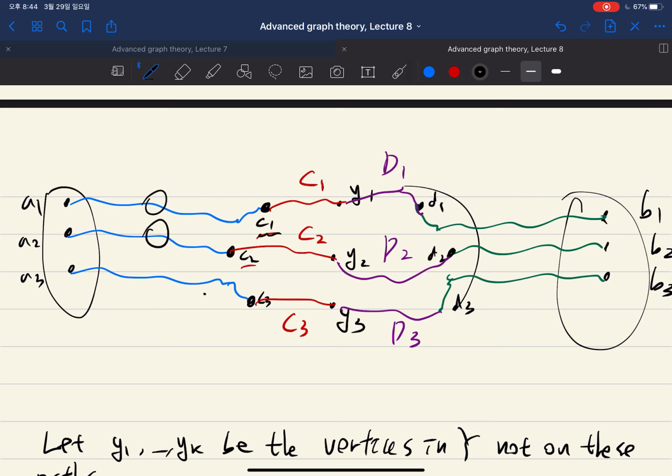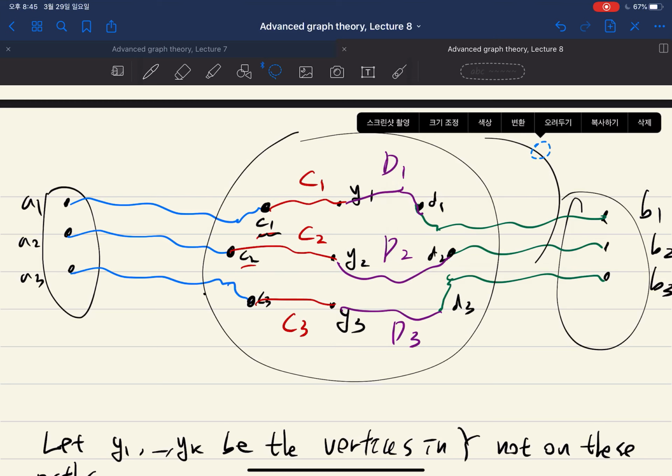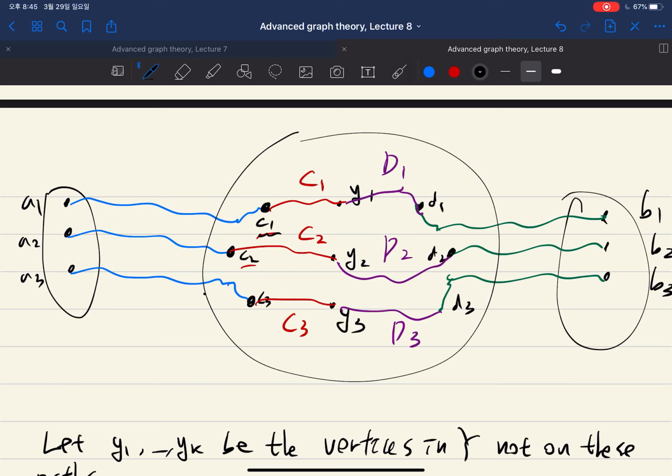Now, we know these paths are all disjoint. And also, because this H is a subdivision of a complete graph, we know that this C1, C2, C3, and D1, D2, D3 are all disjoint, except at the endpoint. Because all this C1, C2, C3, Y1, Y2, Y3, small d1, small d2, small d3 are branch vertices. If you take the paths between them, they are all disjoint.